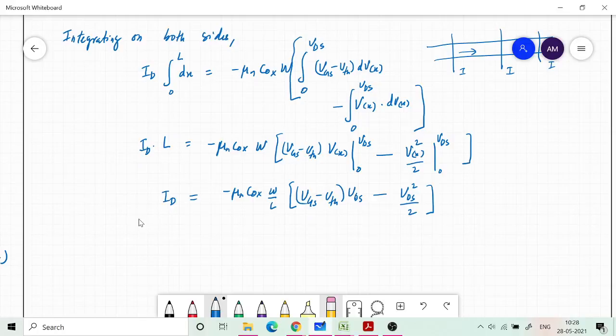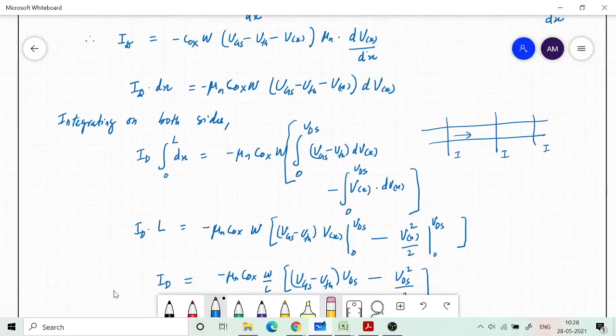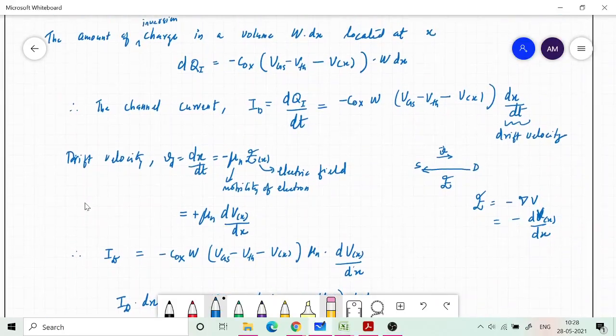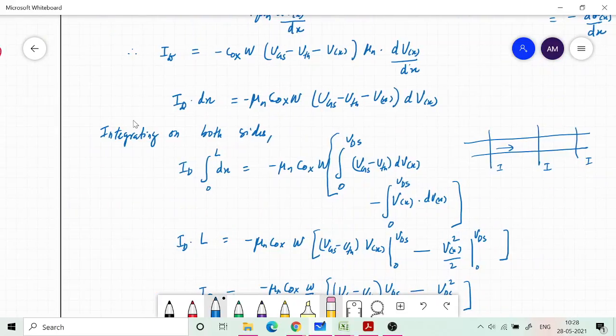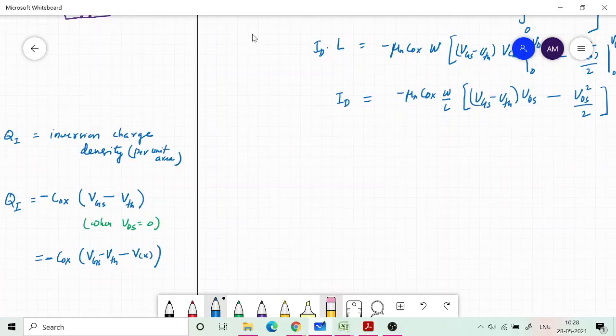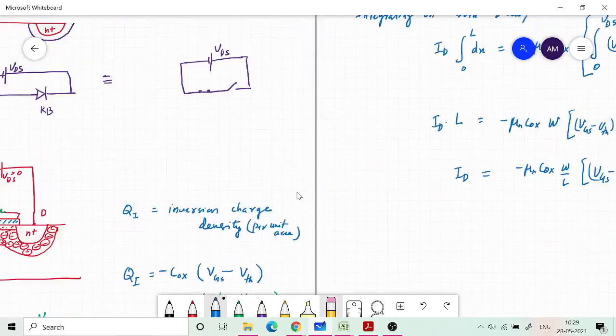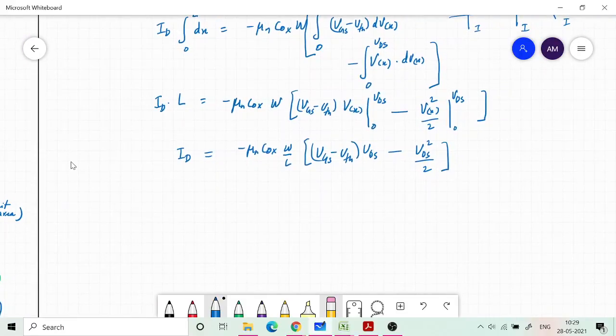I have assumed my current as going from left to right. But the actual direction of the current is in the decreasing direction of x. I assumed that the current is going from left to right, but actually the current is from right to left, right? Because we are applying positive voltage at the drain and negative voltage at the source. So the actual direction of current is not in the positive x direction, it is in the negative x direction. So that is why there is a negative sign.